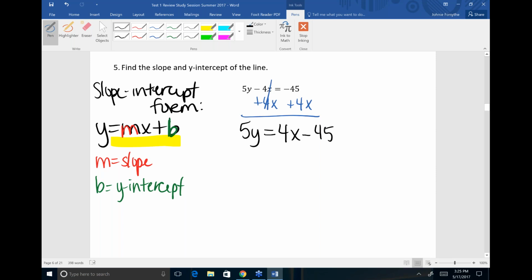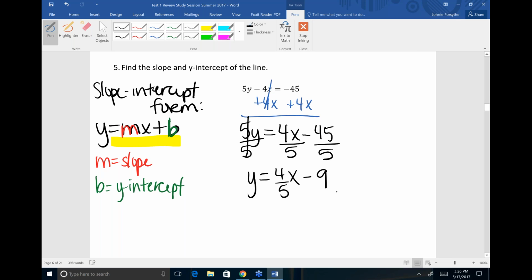Now I need y to be completely by itself. It's not by itself yet. I have 5 times y. So to get y by itself, I'm going to divide by 5. And if I divide by 5 on the left of the equal sign, I have to divide everything by 5 on the right. So I'm dividing this term and this term. So 5y over 5 cancels out to just y equals 4 over 5x, and then negative 45 divided by 5 is negative 9.